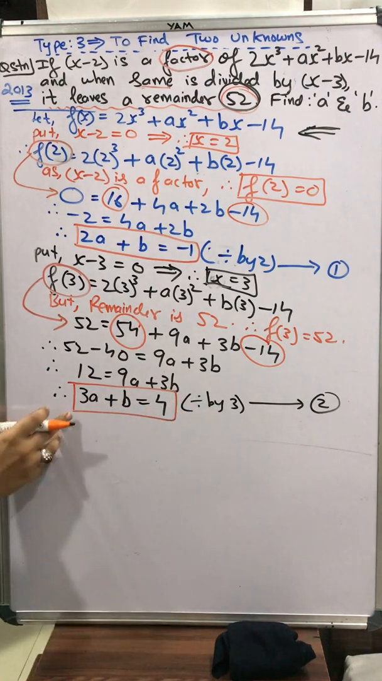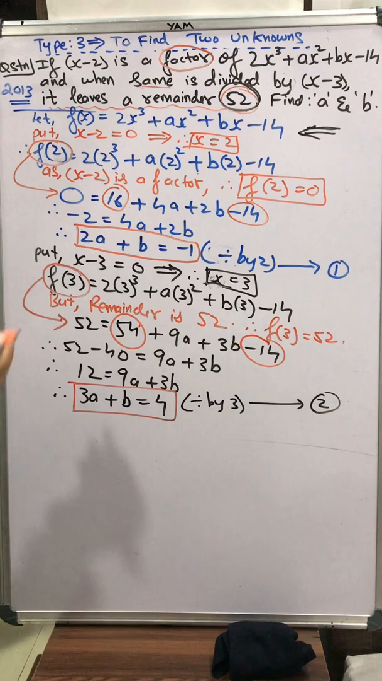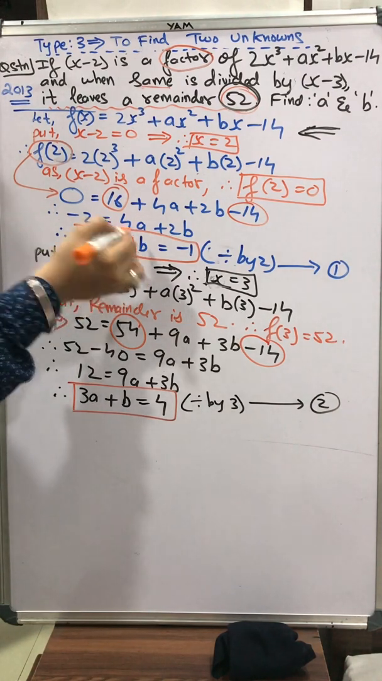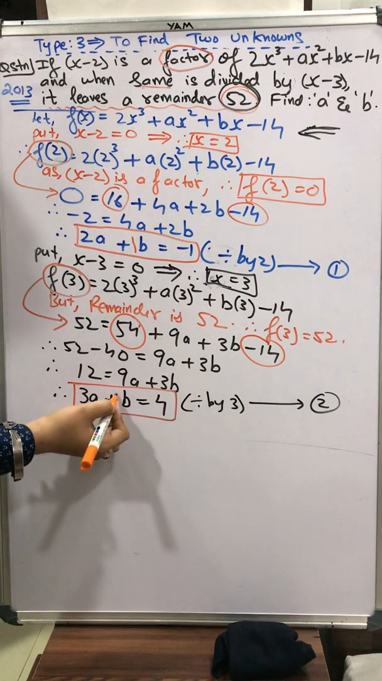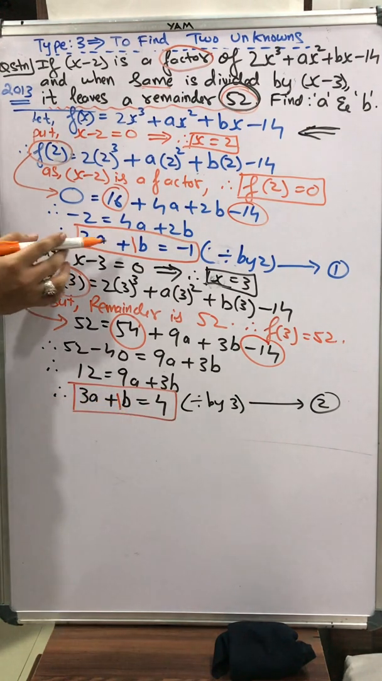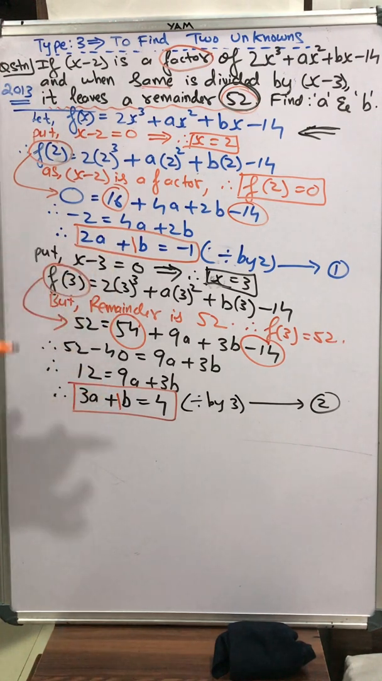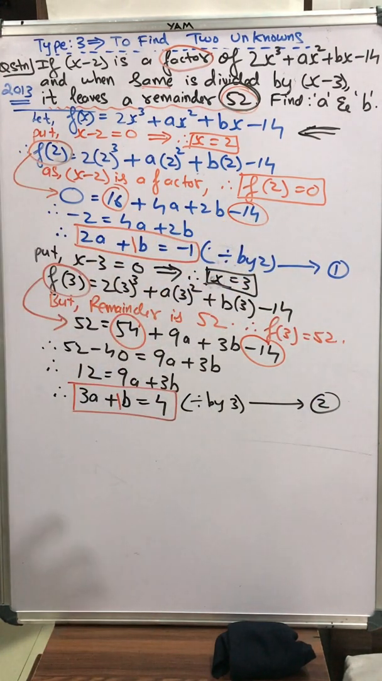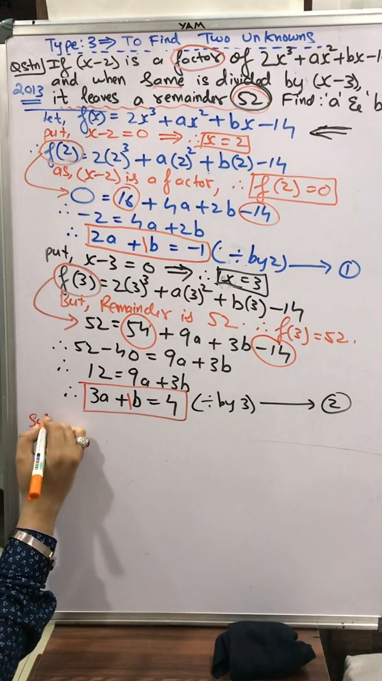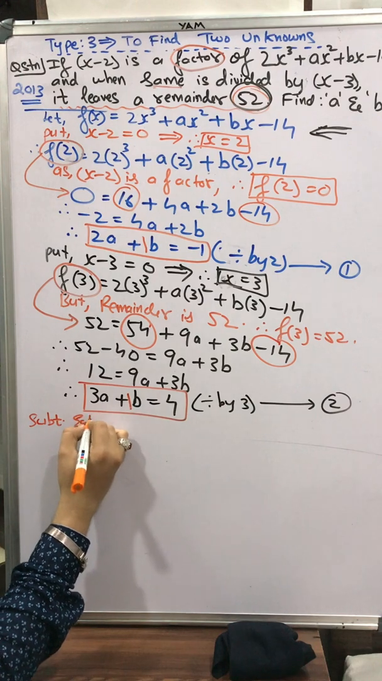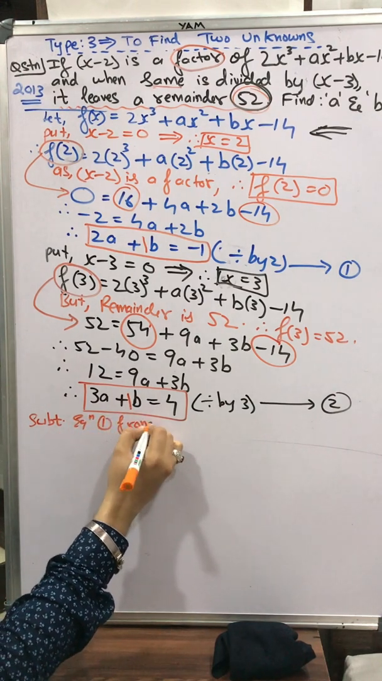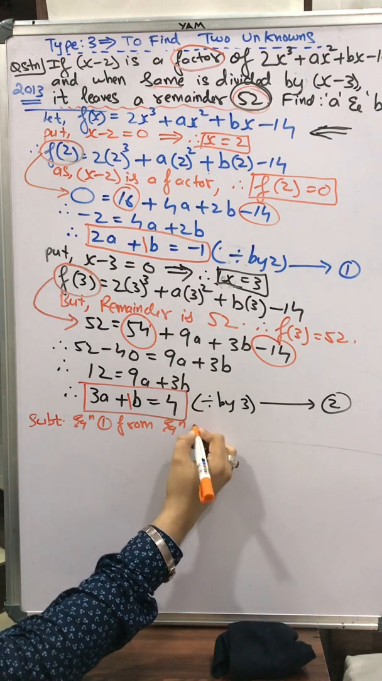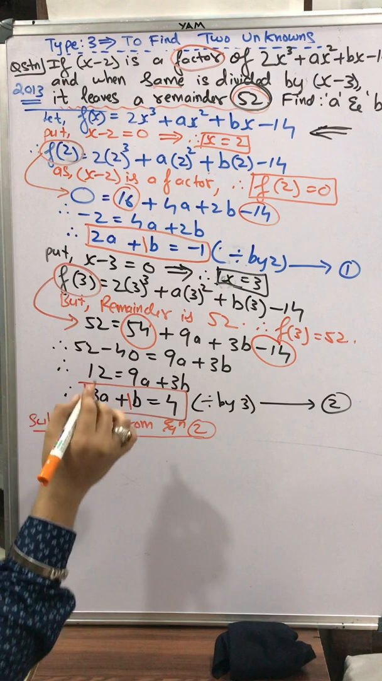3a plus b is equal to 4. And see, fortunately the coefficient of b is 1 in the first equation, and the coefficient of b is also 1 in the second equation, but the signs are the same, plus plus, so we have to do subtraction. Either you subtract 1 from 2 or you subtract equation 2 from 1, the answer will be the same. I am subtracting equation 1 from equation 2. I'll write here subtracting equation 1 from equation 2.